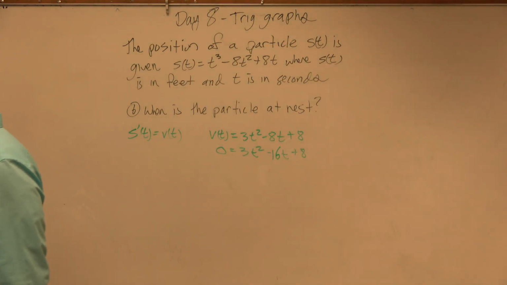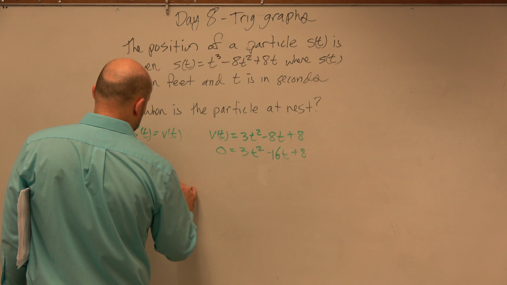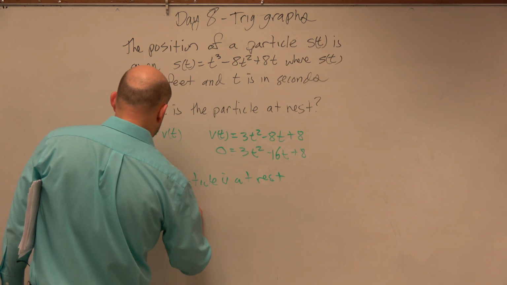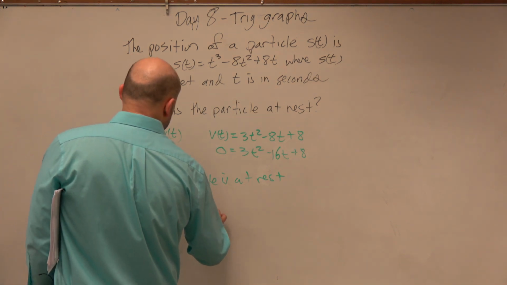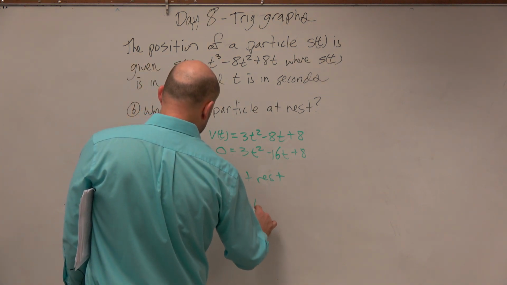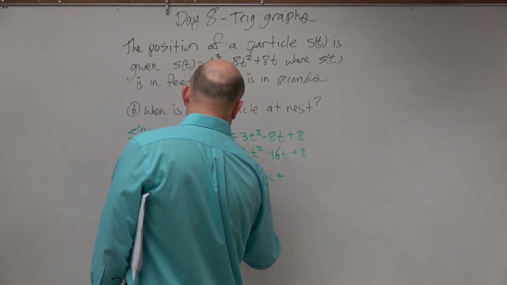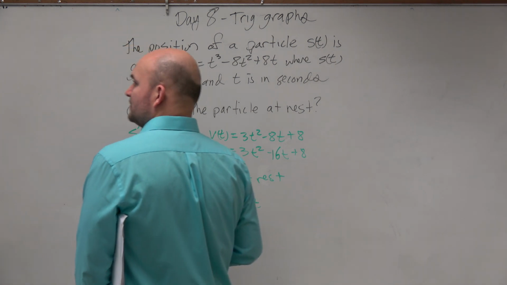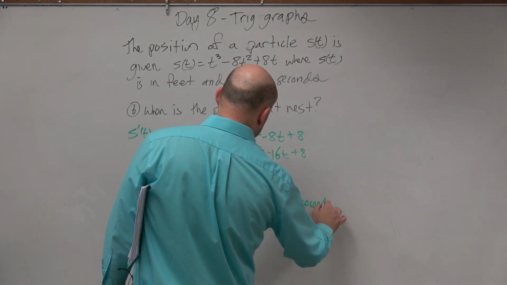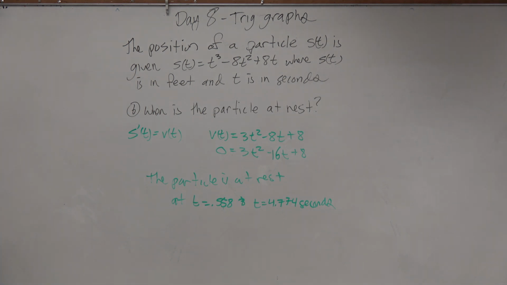So by using the graph, we're able to determine that the particle is at rest at t equals, what would we say, 0.56. I'm rounding that, so let's just do 0.558 and 4.774 seconds. OK? Does everybody understand?